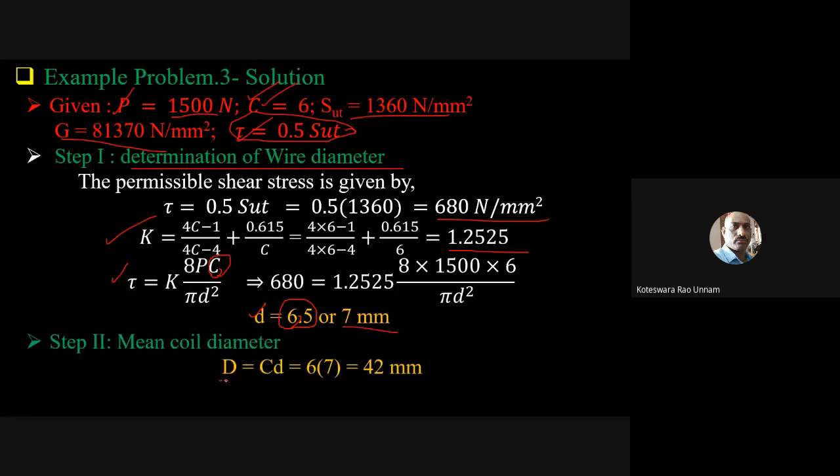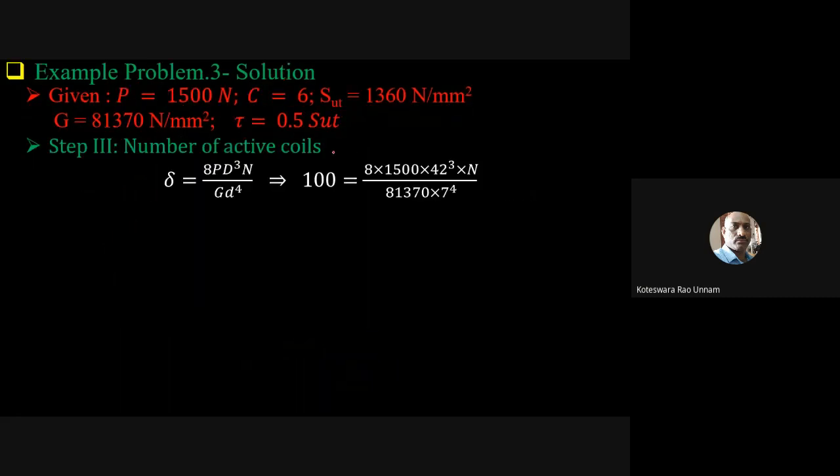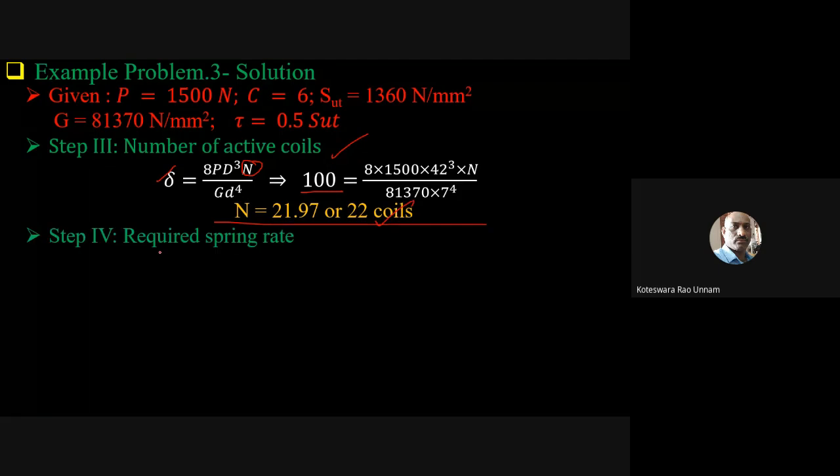Then your mean coil diameter is nothing but C into d, 6 into 7, which is 42 mm. Then you need to compute the number of active coils. For that, delta is given as 100 mm. You know all the parameters except this n. If I substitute the corresponding data and compute it, I get the number of active coils as 21.97, which is going to be 22 coils.